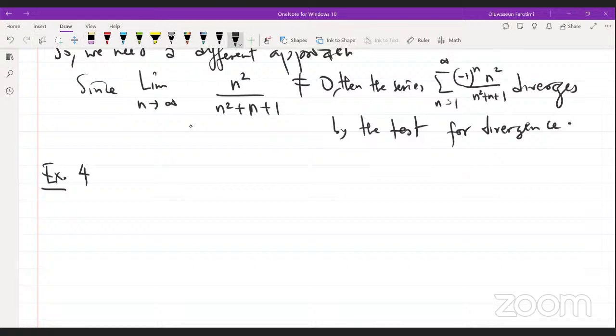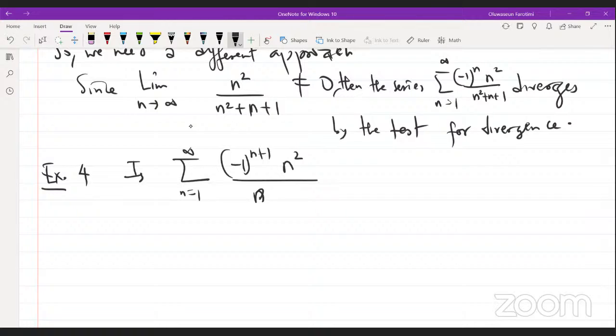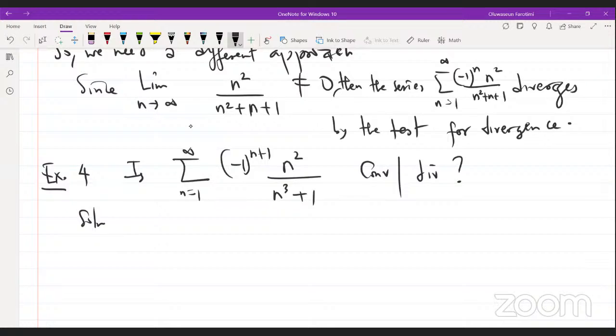Example 4. So this is what we're attempting to answer. This is slightly different from what we did on top, but our AST can be used. That's a good thing. Is this guy convergent or divergent? Okay. Solution. Where do we start from? Again, Bn. How do I know Bn plus 1?